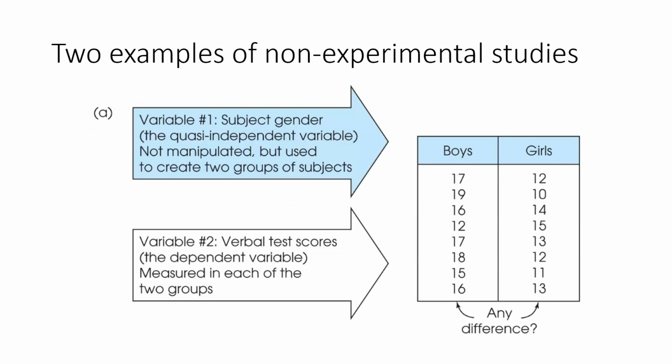Here's a couple of examples of non-experimental studies. Like I said before, you might take two groups of people that you couldn't randomly assign, that you couldn't decide which group they're going to be in, like boys and girls, and you might still measure the differences between them. In this example, you would have verbal test scores measured, and you would ask, are there any differences between the scores of the boys and the scores of the girls on this verbal test? You couldn't conclude that it was necessarily because of being a boy or a girl that you scored better or worse, but you would be able to conclude that boys and girls are different. So again, you can't determine causation.